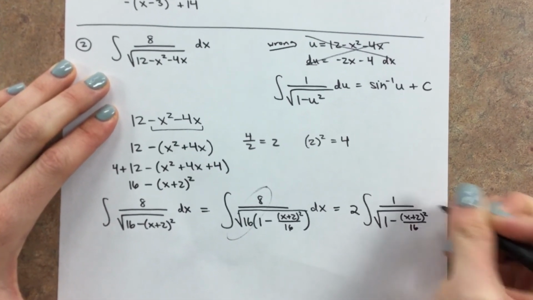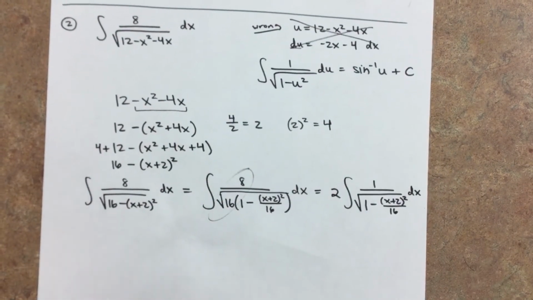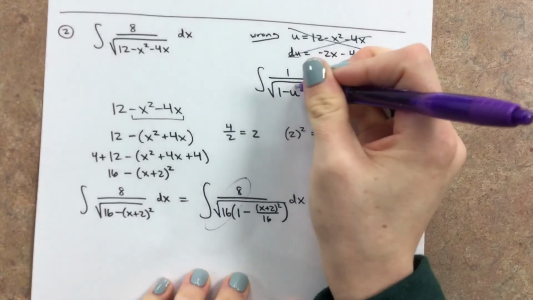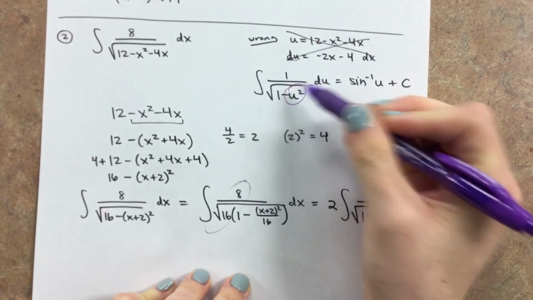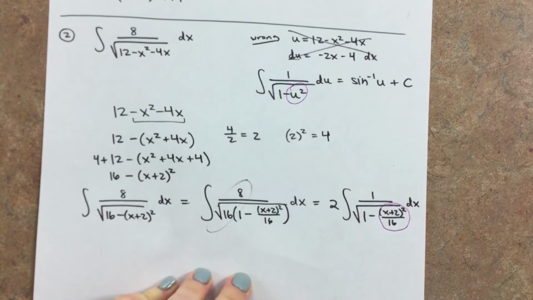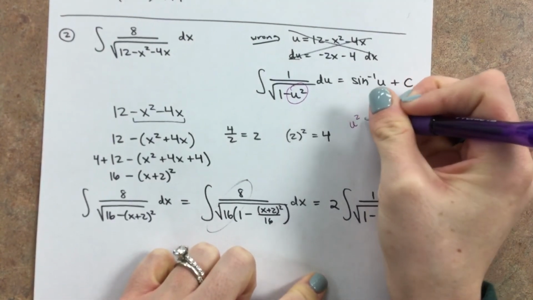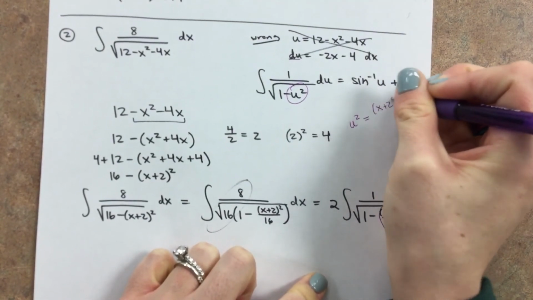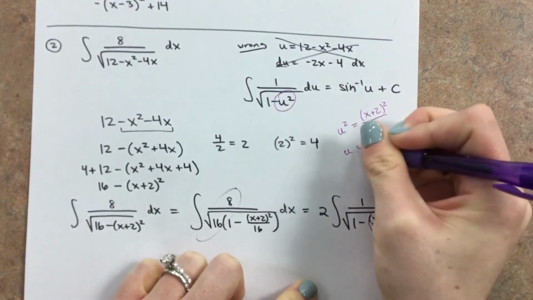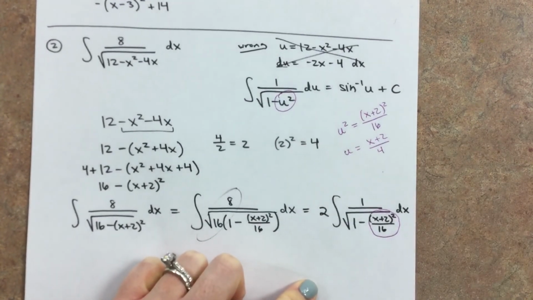I don't know why this table is bouncing so much. All right, so now this is what we did a lot of with yesterday's work. We are almost matching this right here, but this u squared has to replace this right here. All right, so the substitution that we're going to make, I'm going to start to write it up here. u squared has to equal the x plus 2 squared over 16. That means that u has to equal just x plus 2 over 4.